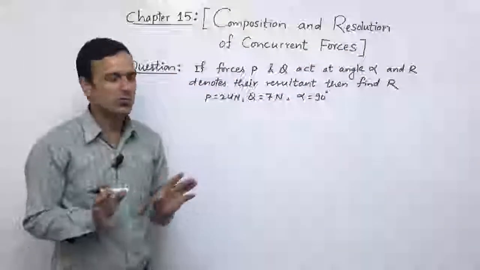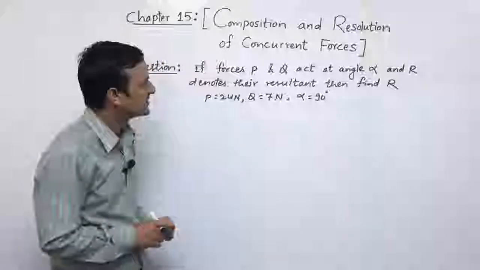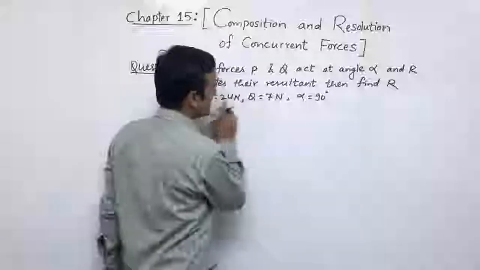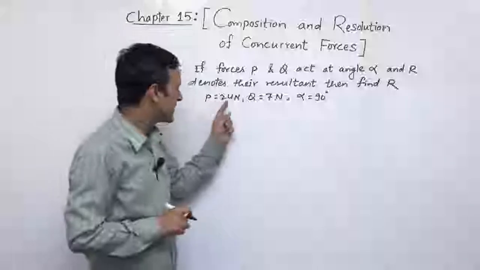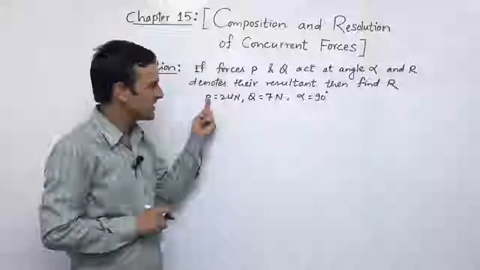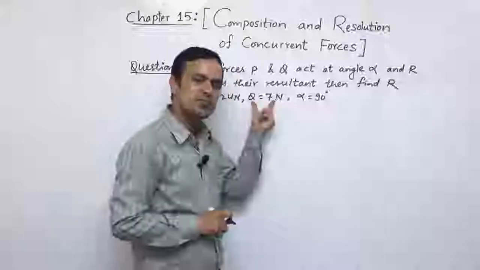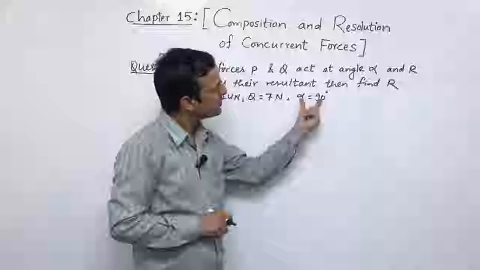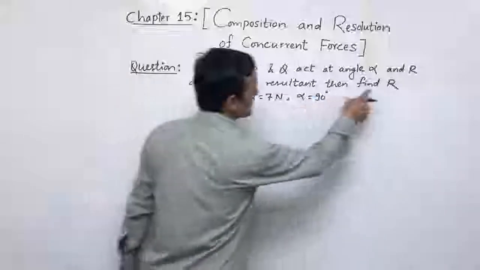If we have two forces and their resultant R, then we can find the value of R with the help of these two forces P, Q and alpha. So we have the value of P, this is force P, in Newton. This is another force Q, 7 Newton. Alpha is the angle between them. So alpha is equal to 90 degrees. So with the help of this, find R.